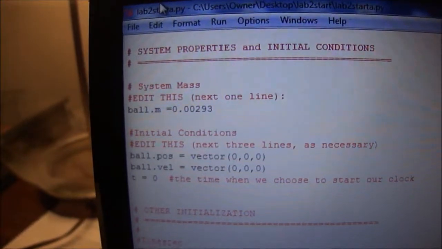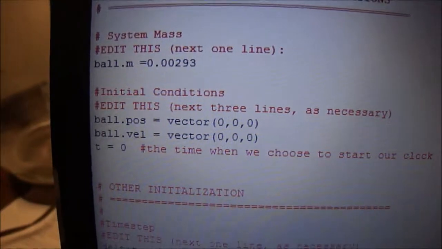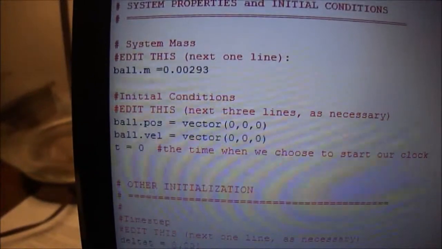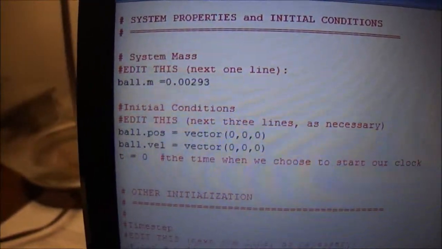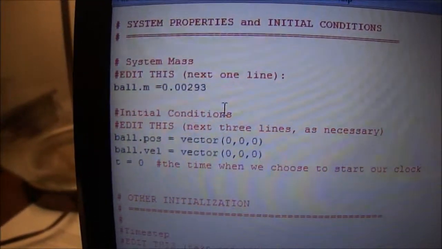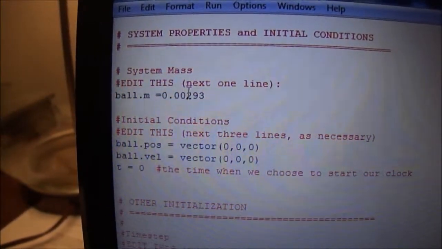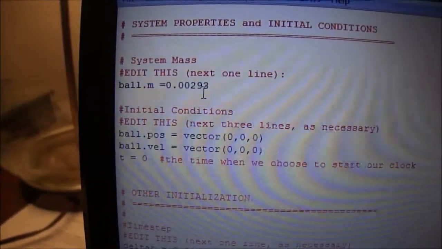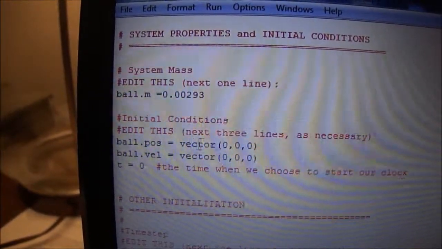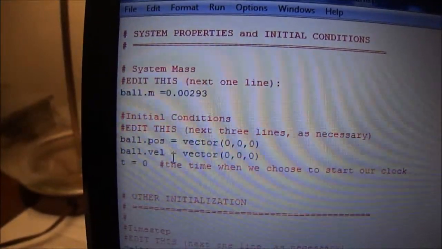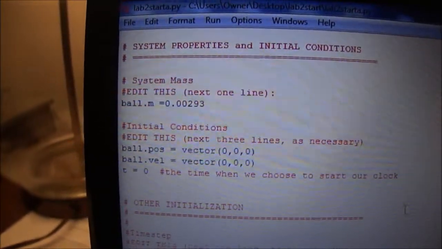Next, we take the information that we just observed from our video, extract it, and use it in a modeling program, and we add our initial conditions into Python. This includes the mass of the paper, which is 0.00293 kilograms, our initial position vector, and our initial velocity vector at 0 velocity, and our start time at 0.